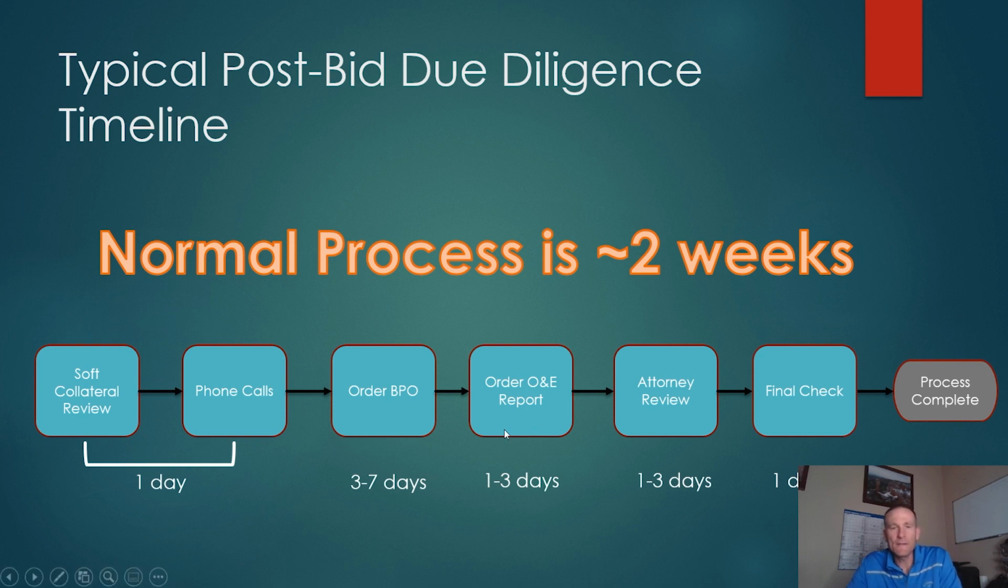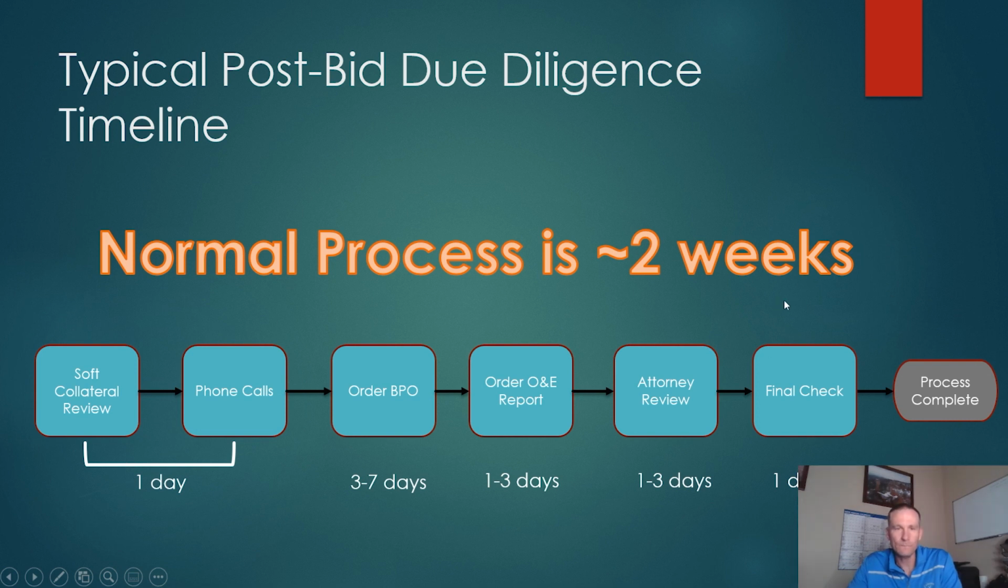And then I'm going to at least need the O&E report back before I can do the attorney review. I can do the attorney review without the BPO, but I need the O&E before I do the attorney review. That's about 1 to 3 days. And then once I do get through all of this, I want to come back and do a final check. Even if everything checked out along the process, I just want to come back, run through everything again, make sure I didn't miss anything along the way. And so leave a day for that.